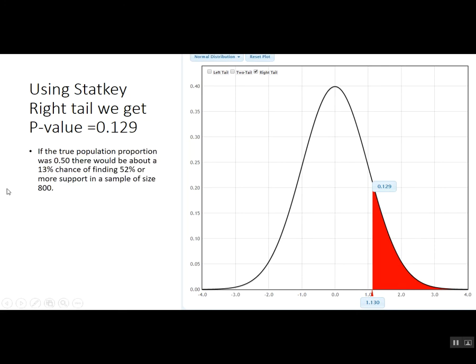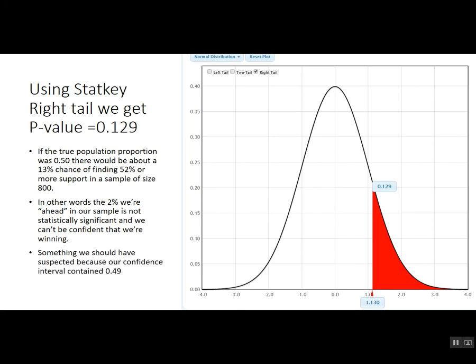So if the true population proportion was 0.50, there'd be about a 13% chance of finding 52% or more support in a sample of size 800. In other words, the 52% we found is just not statistically significant. It doesn't really look statistically different from 50%. We cannot be confident that we're winning. And that's something we should have suspected because our confidence interval with the same data contained 0.49, so we might have been losing by 1 percentage point.